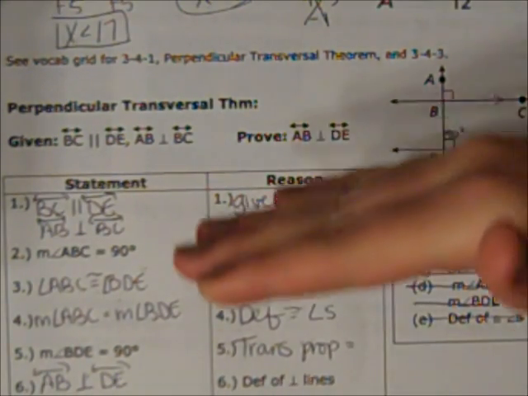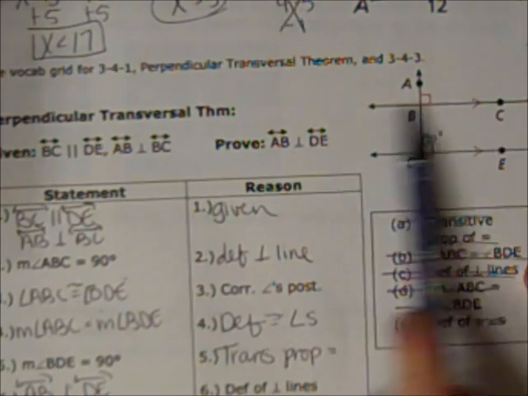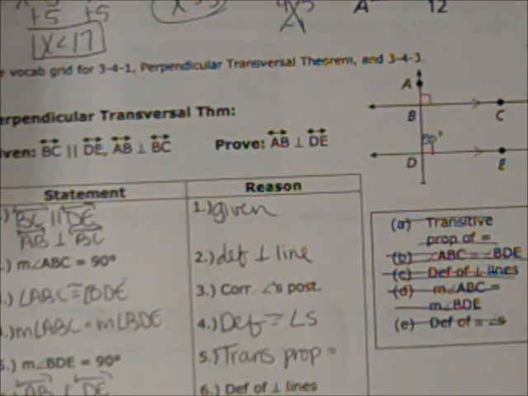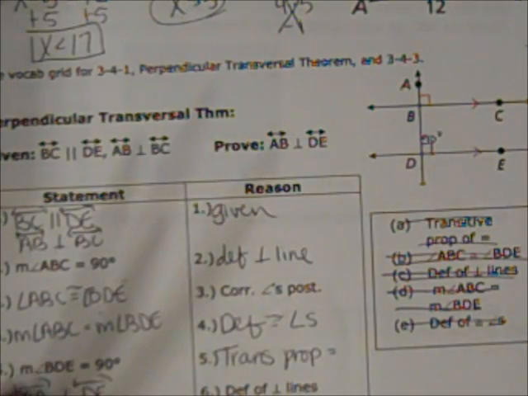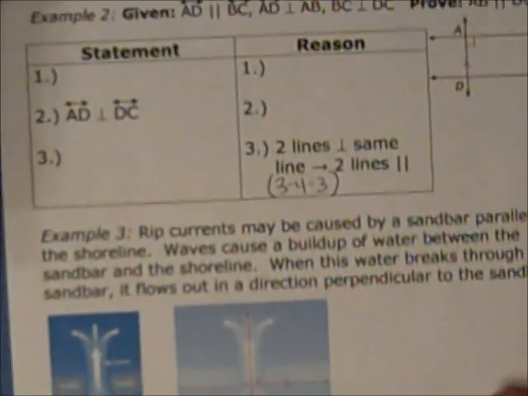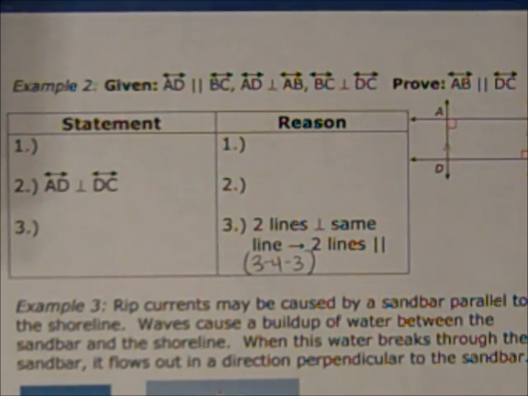So take a second to reread this proof and make sure it makes sense. Bottom line, when you see this setup, two lines are parallel, one of them's perpendicular, that must mean the other one is perpendicular. That is the big idea out of this proof and out of this section, actually. Okay, so we have a short proof for this one.